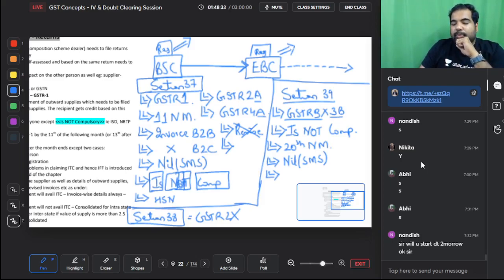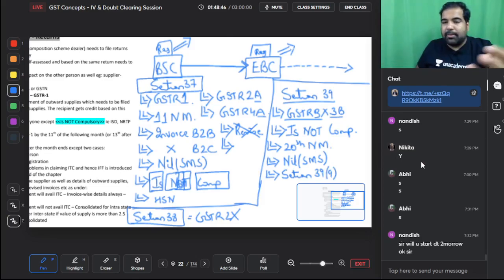So can any mistake be changed? Yes, you can change the mistake under section 39(9). Any mistakes can be rectified in the month you discover the mistake, but up to a certain expiry period, which is the same as section 16(4): 30th September, the return due date for October, or the annual return filing date.